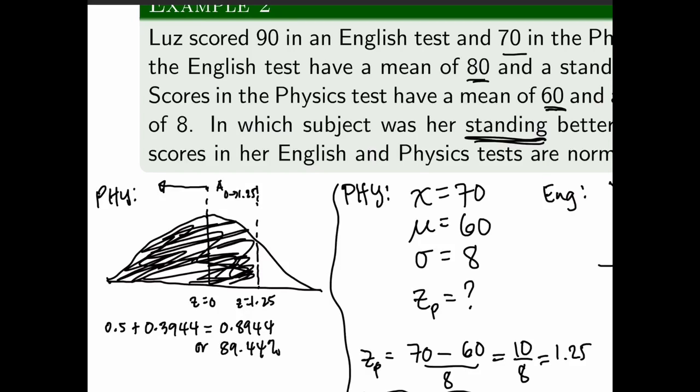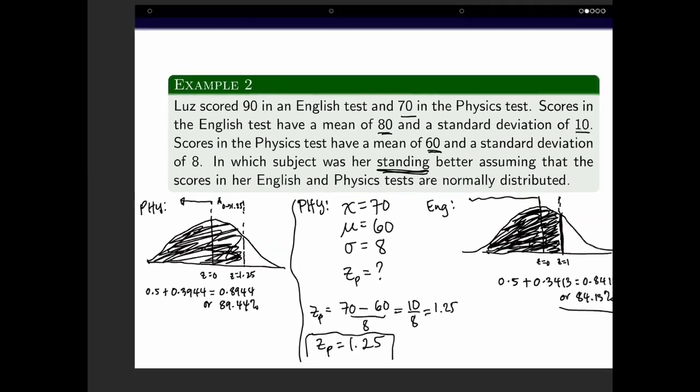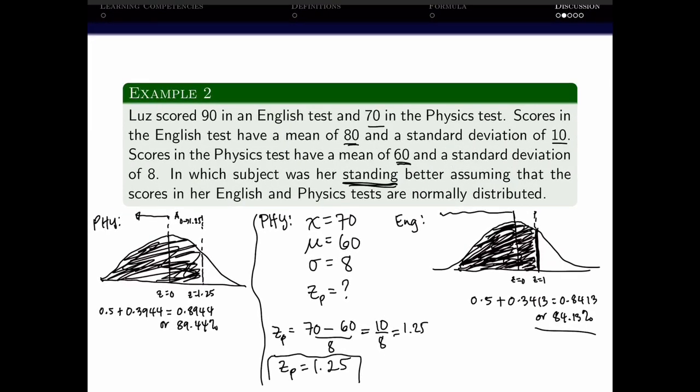Or 89.44%. This means that in the physics test, Luz scored better than 89.44% of the students. Therefore, which is the better standing, physics or English? Well, obviously, that's physics. Okay, so Luz has a better standing in the physics test than in the English test. Okay, so that's how to solve these kinds of questions.